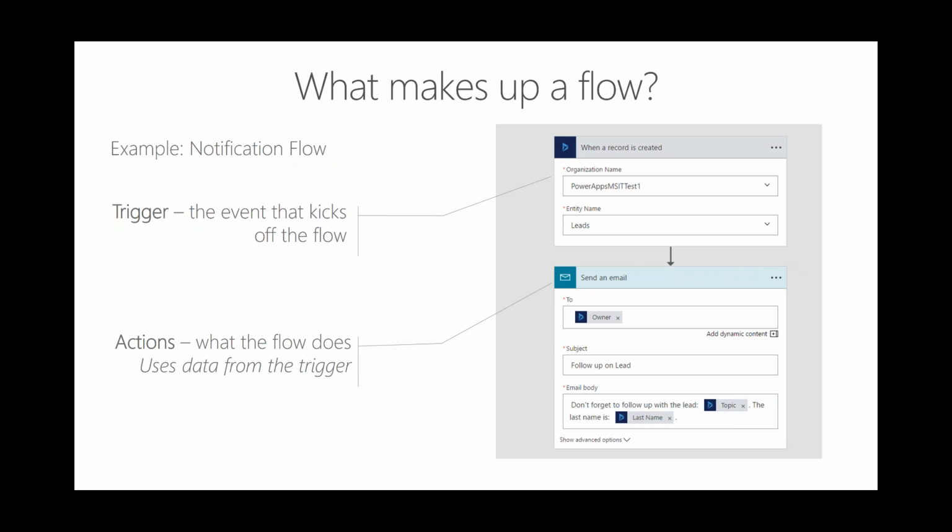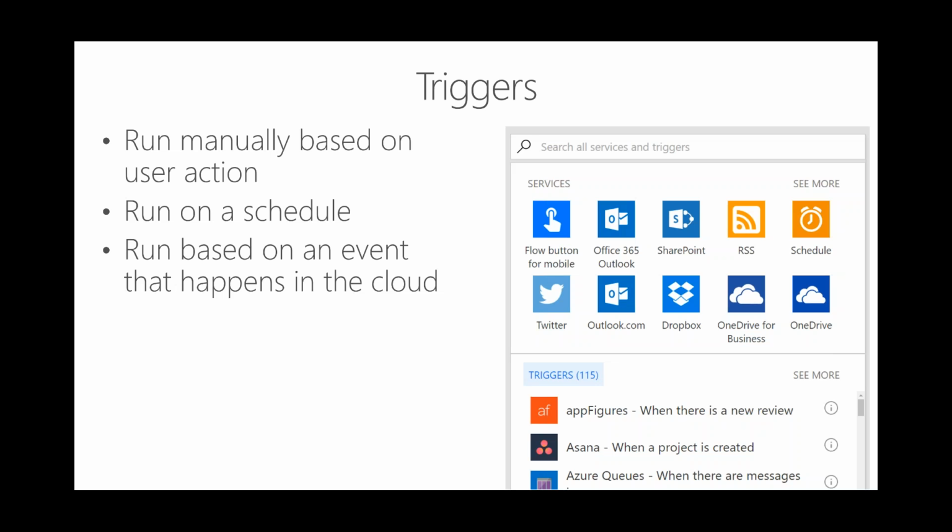As we continue along this, we think about those triggers. The triggers can be manually based, meaning push a button, hit start, trigger this in some way. It could run on a schedule, so say I want this to happen daily or weekly or every other Friday. It could run based on an event that happens in the cloud. Like I said, listening for a tweet to occur, listening for something to be added into a SharePoint list or a library or into Dynamics.